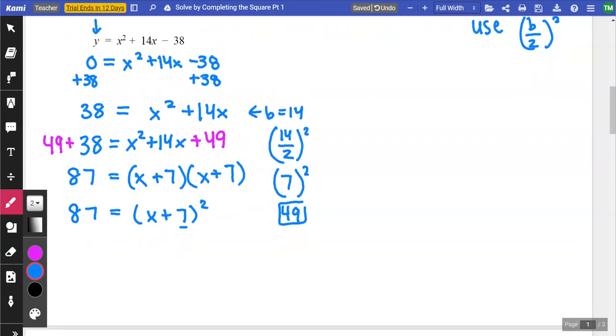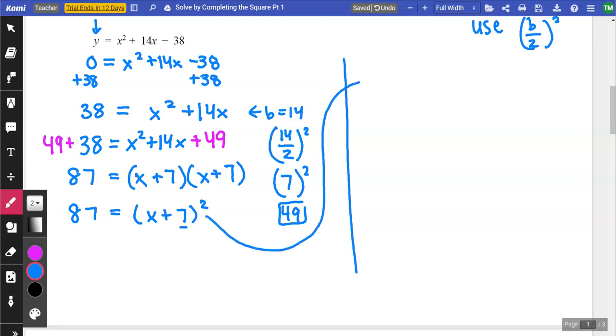So now we have 87 equals x plus 7 squared. We're going to solve this equation. And I'm actually going to do that over here so I can keep my work separated, the factoring from the solving. And I'm going to switch colors. So 87 is equal to x plus 7 squared. All I did was rewrite this equation over here.